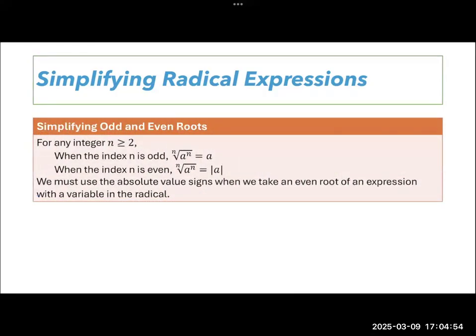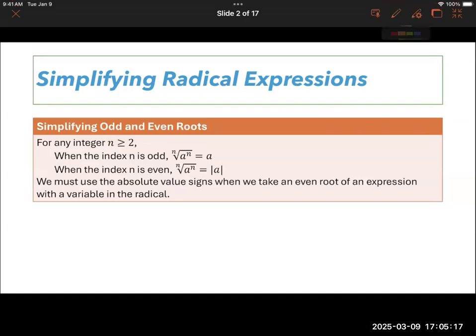First thing you need to know is that there's a bit of a difference between simplifying an even root and an odd root. So if you're going to take the nth root, that's how we usually say it, and your n is odd, and we call that n the index. So the index is this number right here. So if that n is odd, then the nth root of a to the n power is a. That's kind of the definition of what roots are.